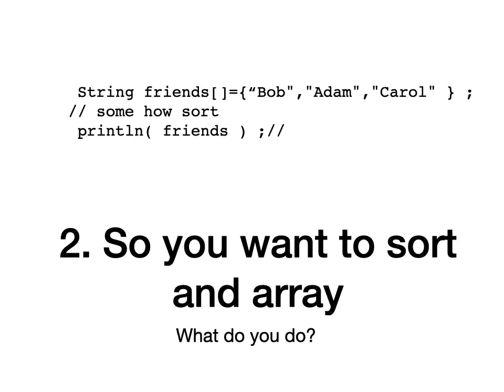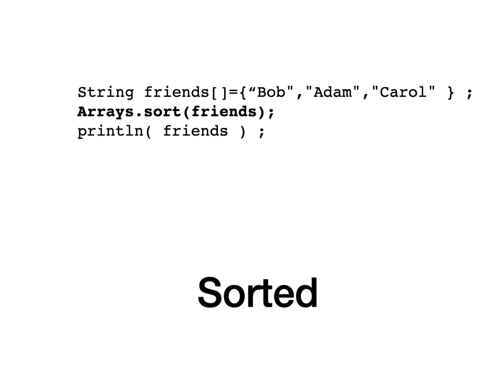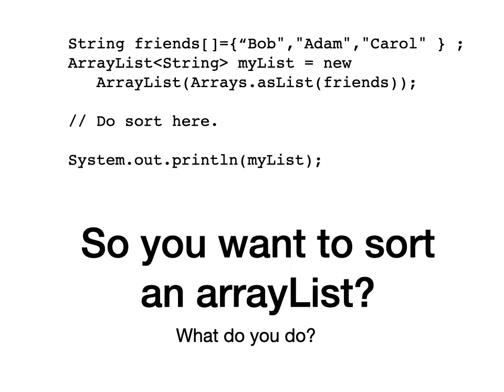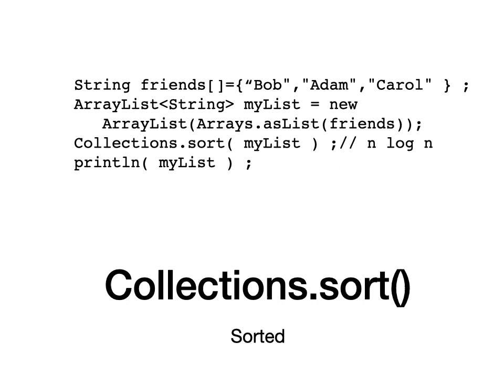Well, you could go out and write that algorithm that I showed you before, or you could just do this. If you have an array of items, you can call Arrays.sort, and it will apply quicksort for you, and you're sorted. If you have an array list, you could convert it to an array and sort the array. But Collections has a way of sorting an array list.